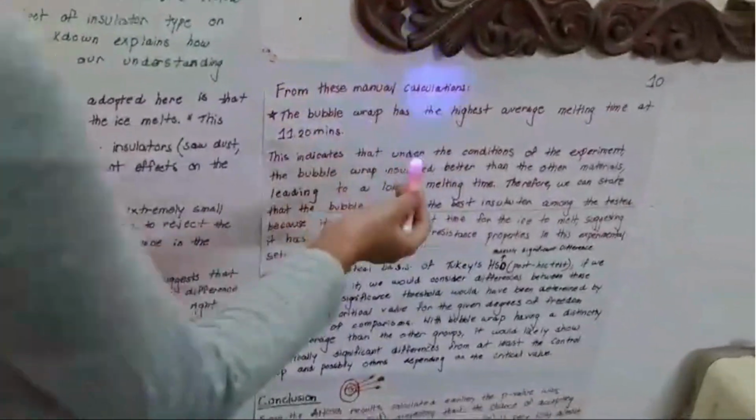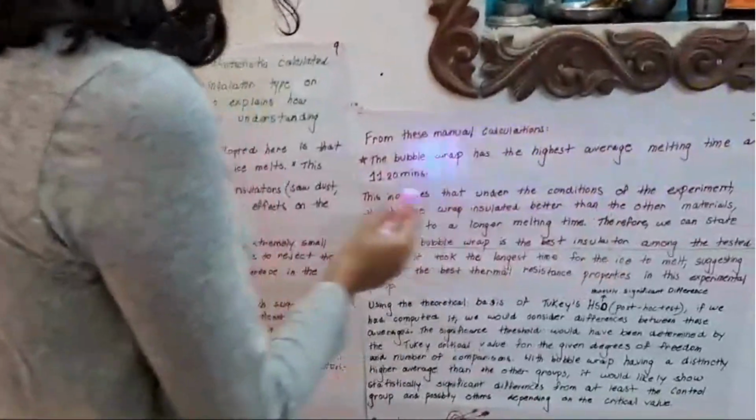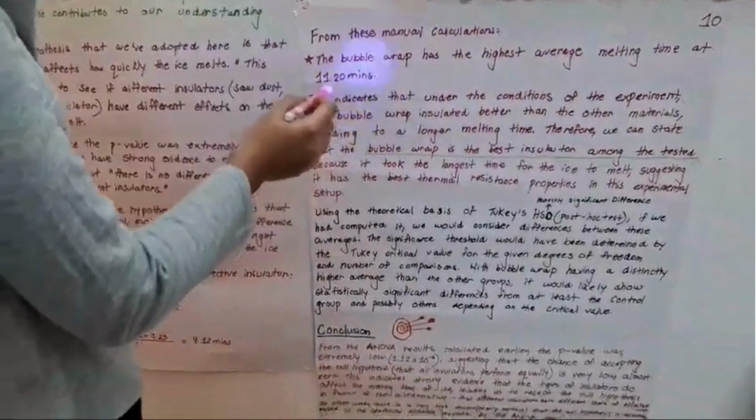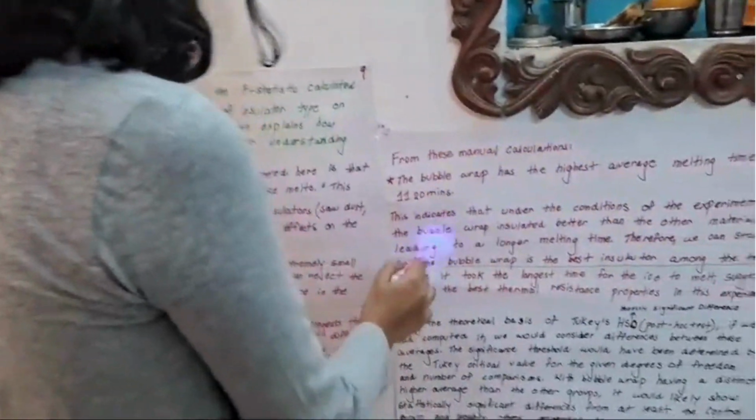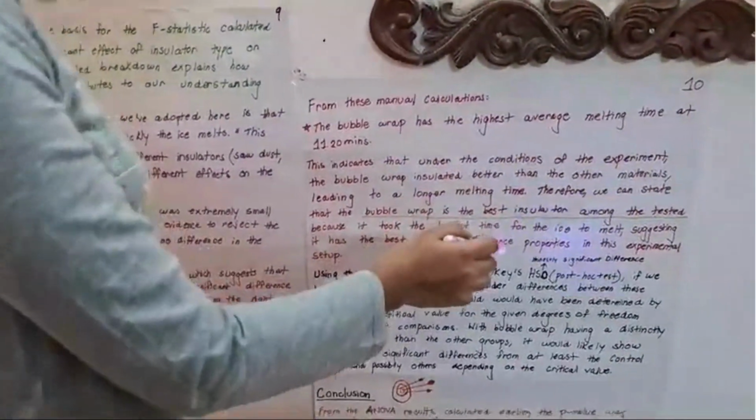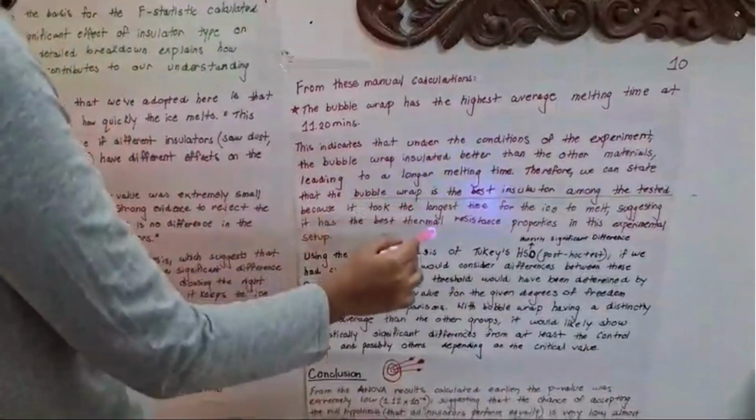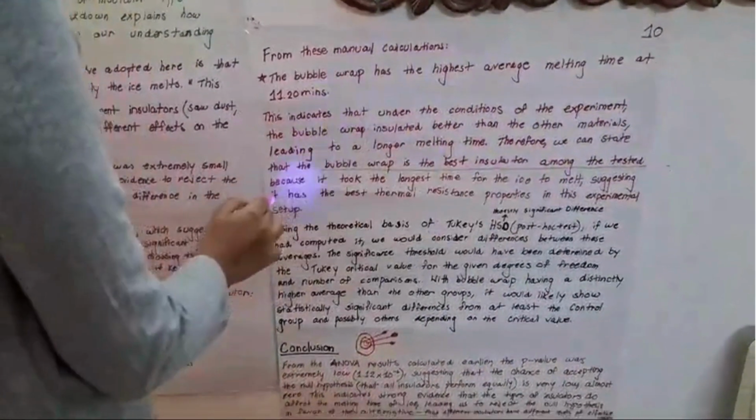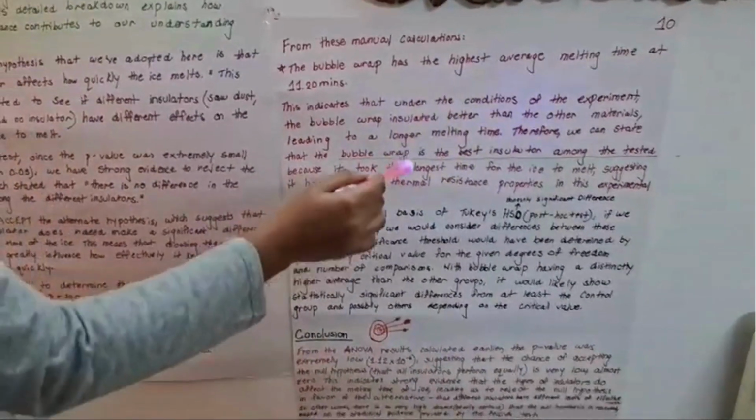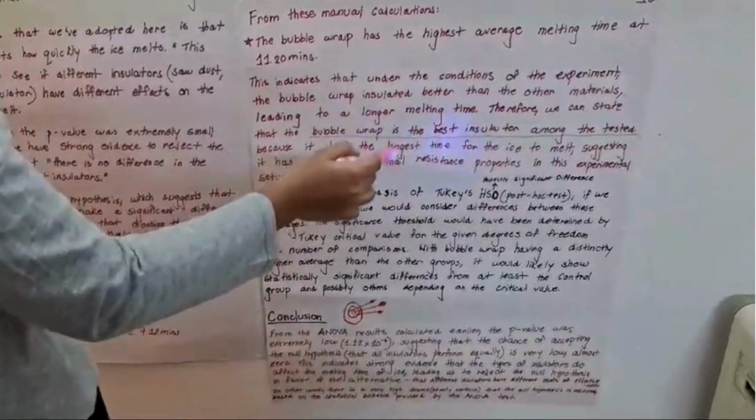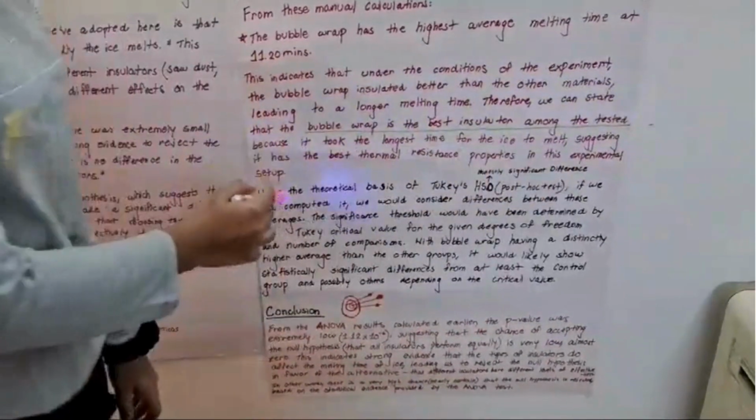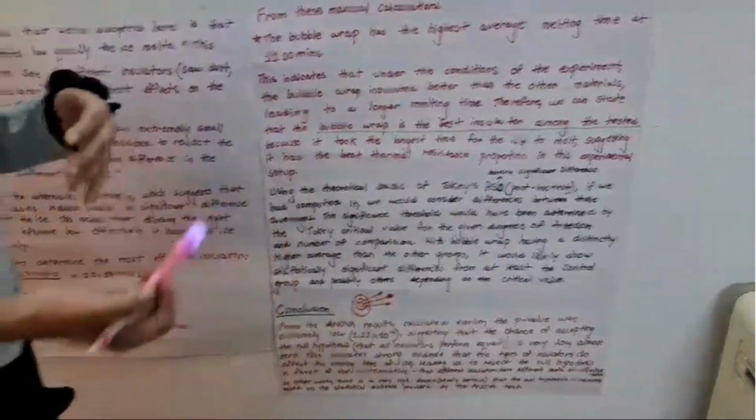So from these manual calculations, the bubble wrap has the highest average melting time at 11.20 minutes. This indicates that under the conditions of the experiment, the bubble wrap insulated better than the other materials, leading to a longer melting time. Therefore, we can state that the bubble wrap is the best insulator among the tested insulators because it took the longest time for the ice to melt, suggesting it has the best thermal resistance properties in this experimental setup. So this was a manual approach.